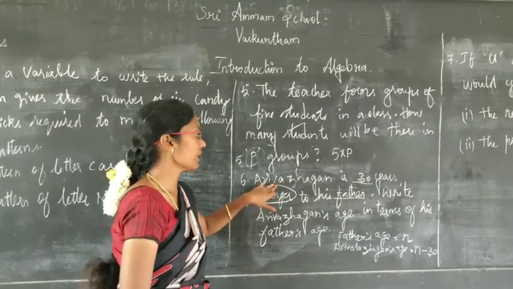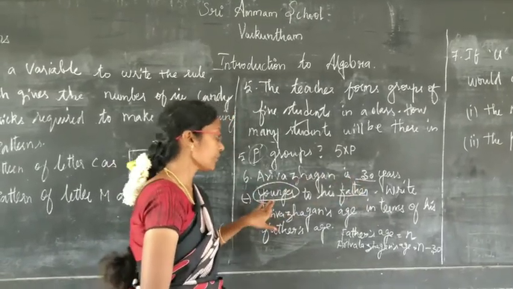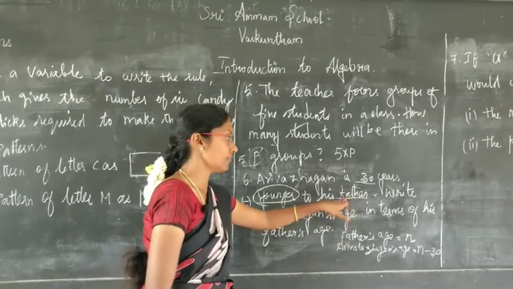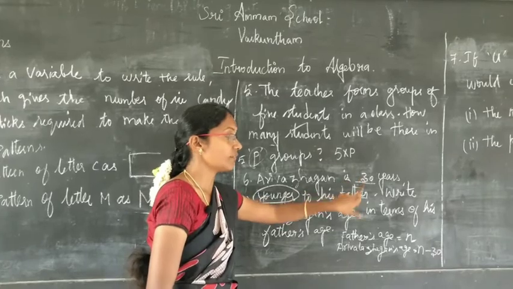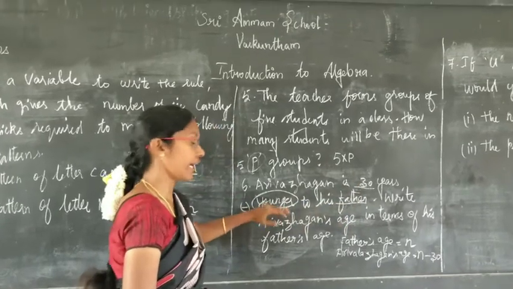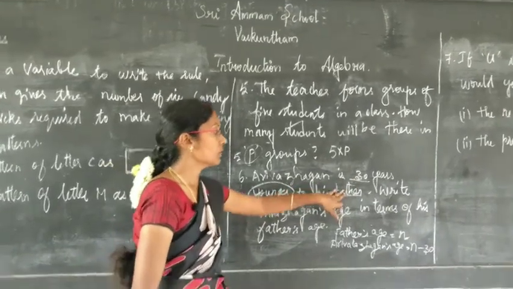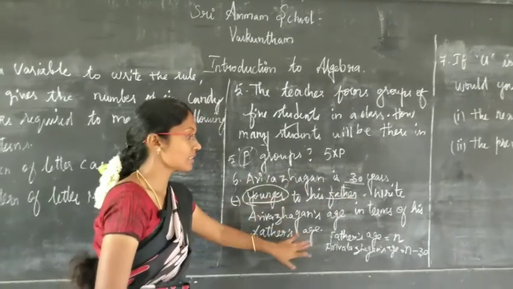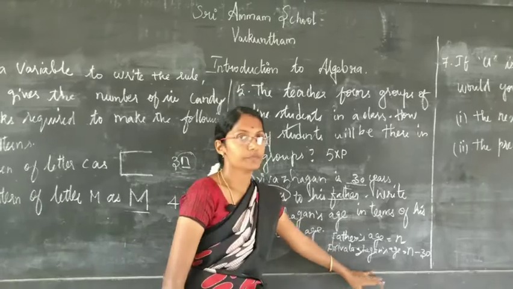If Arivalagan is 30 years older, what do we have to do? You have to add 30 to n. But here they have given younger. So n minus 30, you will get Arivalagan's age. Okay, so the answer is n minus 30.